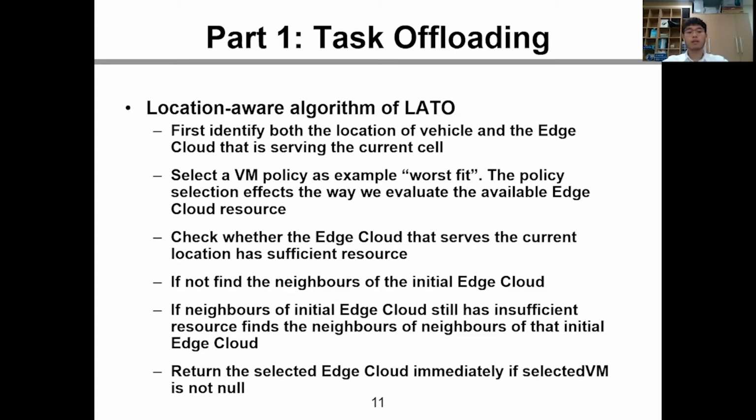If it is insufficient, we find the neighbors of the initial edge cloud. If the neighbors of the initial edge cloud still have insufficient resource, we will find the neighbors of neighbors of that initial edge cloud. Then lastly, we'll return the selected edge cloud immediately if a selected VM is found.